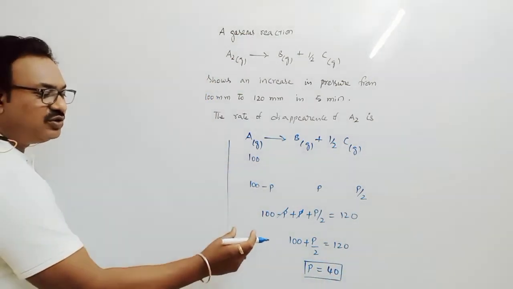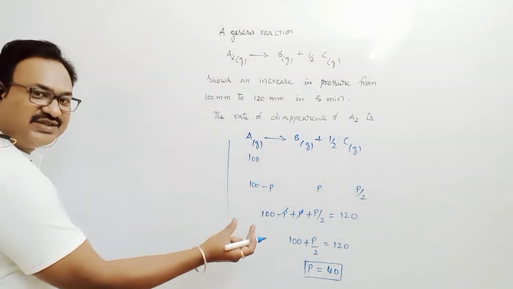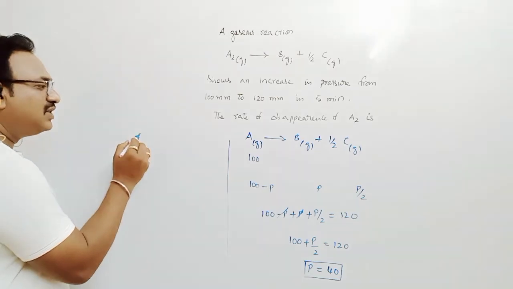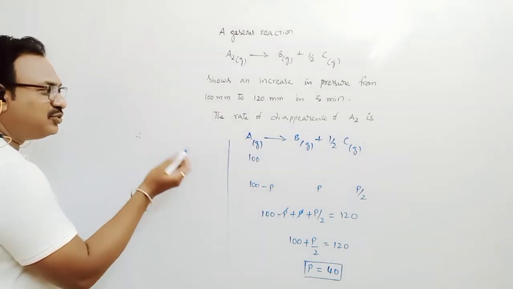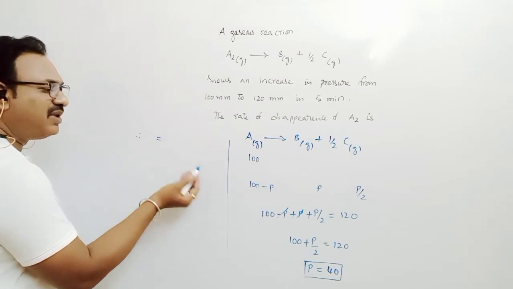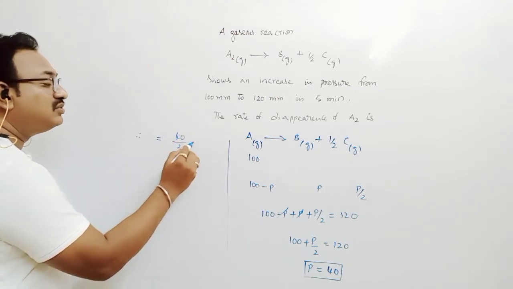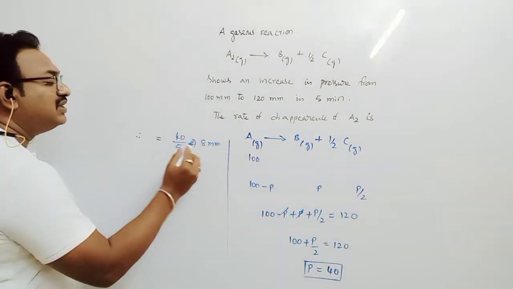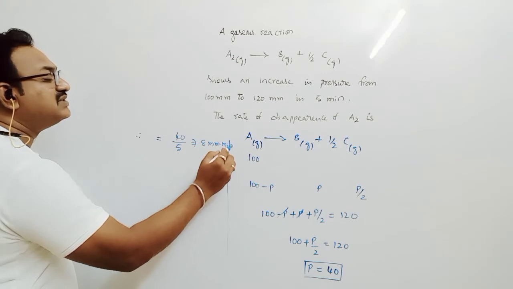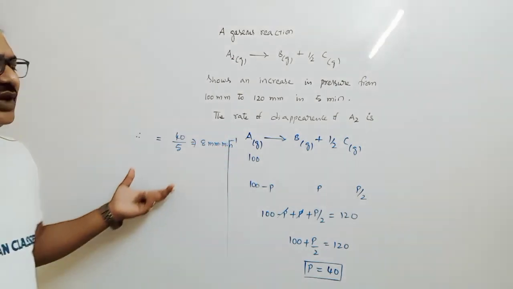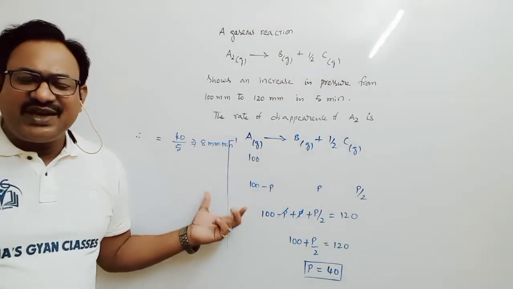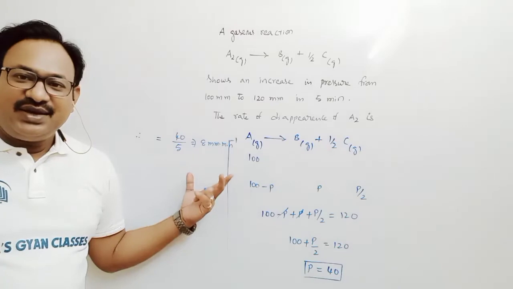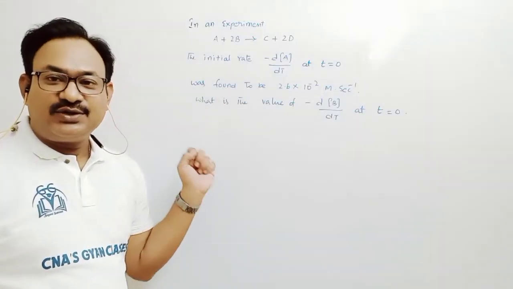Then, so now you got it. The change in partial pressure is 40. Okay. Therefore, rate of disappearance, it is asking for change in partial pressure by time. So 40 by 5, that is equal to 8 mm minute inverse. Okay. See, you can solve this question in a different style also. I just made it like this. Okay. Understand or not? See, let us go through another question.